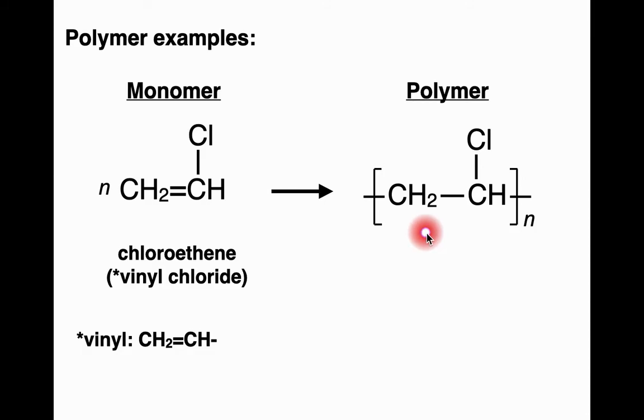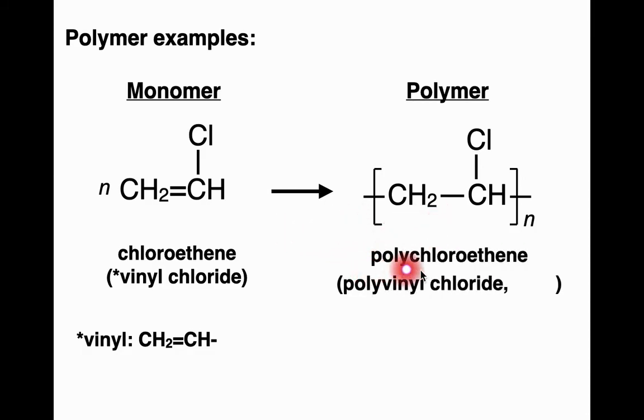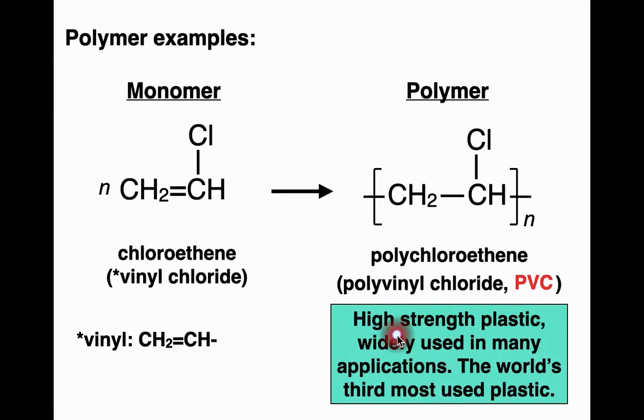In this reaction, we have polychloroethane forming, or more commonly called polyvinyl chloride. I thought I'd give you a chance to see if you can figure out what it is more commonly referred to as. I'll give you a hint. In Home Depot, if you go there, they'll have aisles and aisles of nothing but this plastic. And it is PVC. So PVC is a very strong plastic, widely used in many applications.